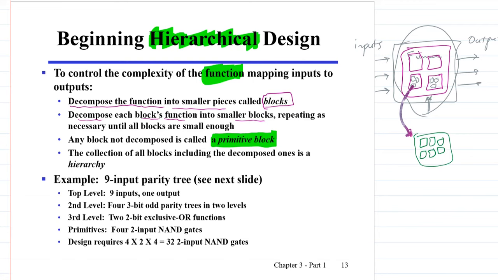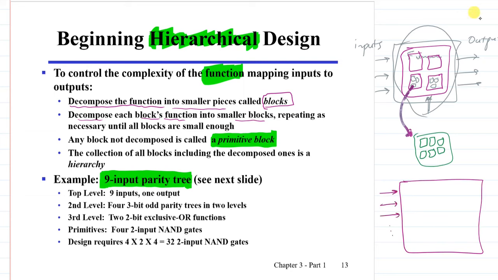Okay, so let's see how this happens in practice. Here we have an example: the 9-input parity tree. The details are shown in the next slide, but the aim here is that we need to design a function which receives 9 inputs, and those inputs are in the form of binary inputs, so they will be either 0 or 1 in terms of value. Each input will be 0 or 1, and this function will give us one output.